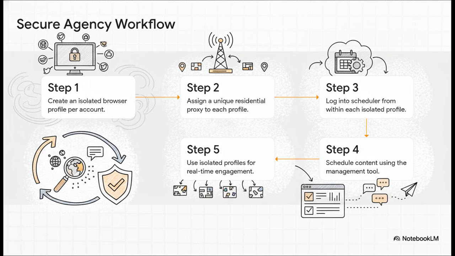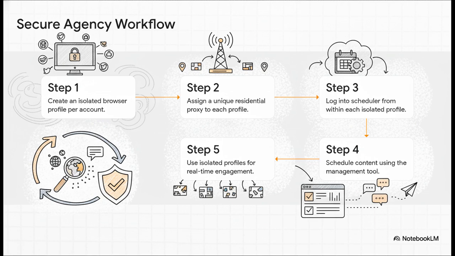So this is what that workflow actually looks like in practice. For each client, each account, you create a totally separate and unique browser profile. Then each of those profiles gets its own unique IP address through something called a proxy. Now, this is the key part. You log into your scheduling tool, like Buffer, from inside that isolated environment. You use the tools for efficiency, sure, but you use these isolated profiles for security and for all your direct real-time engagement.